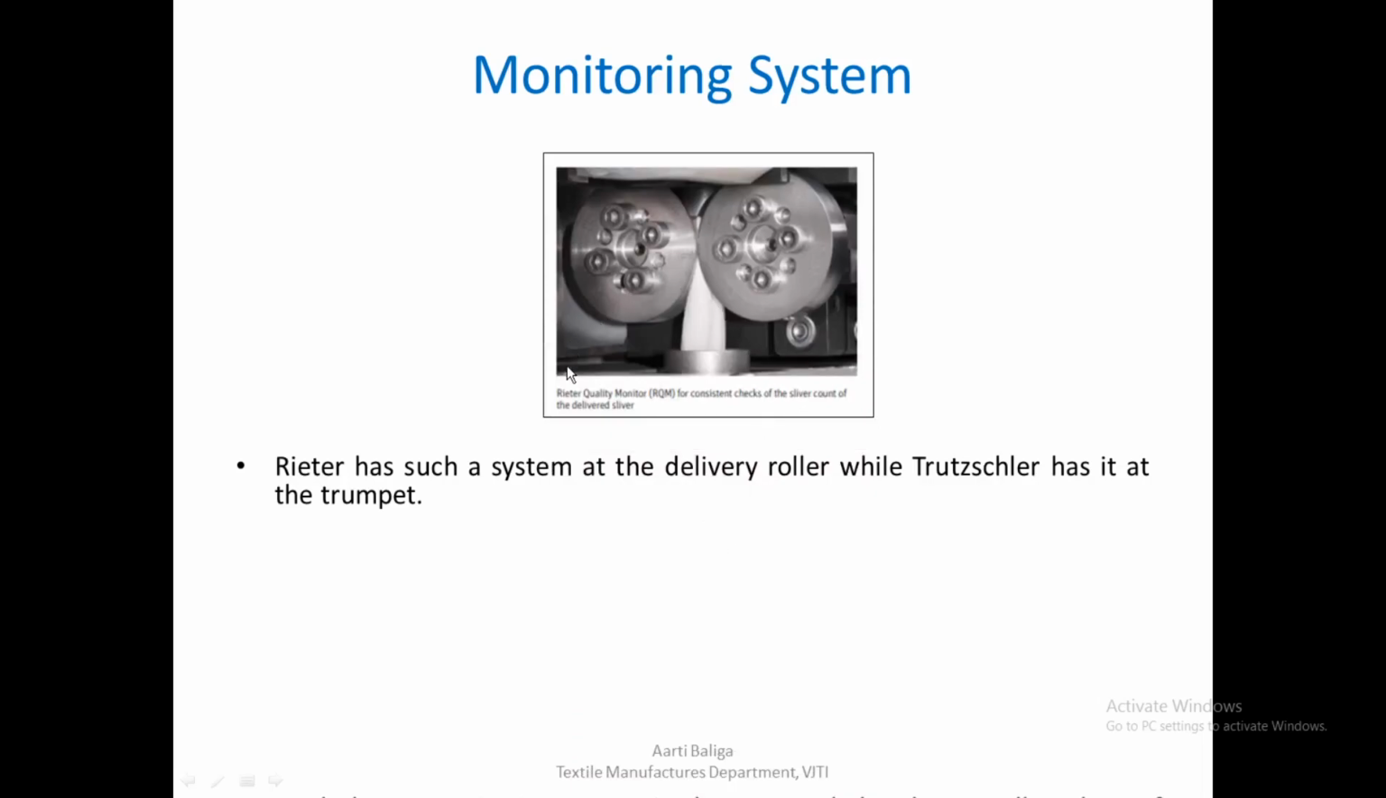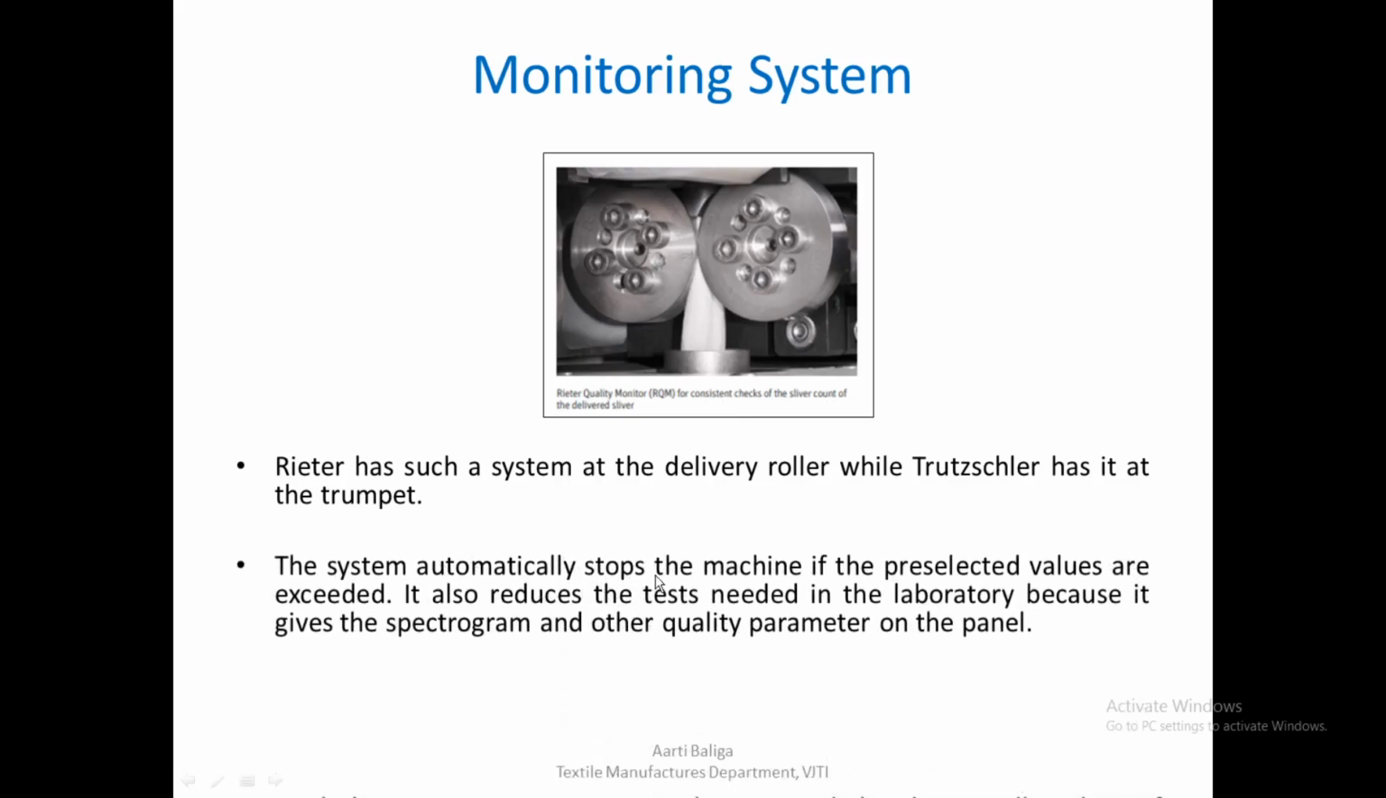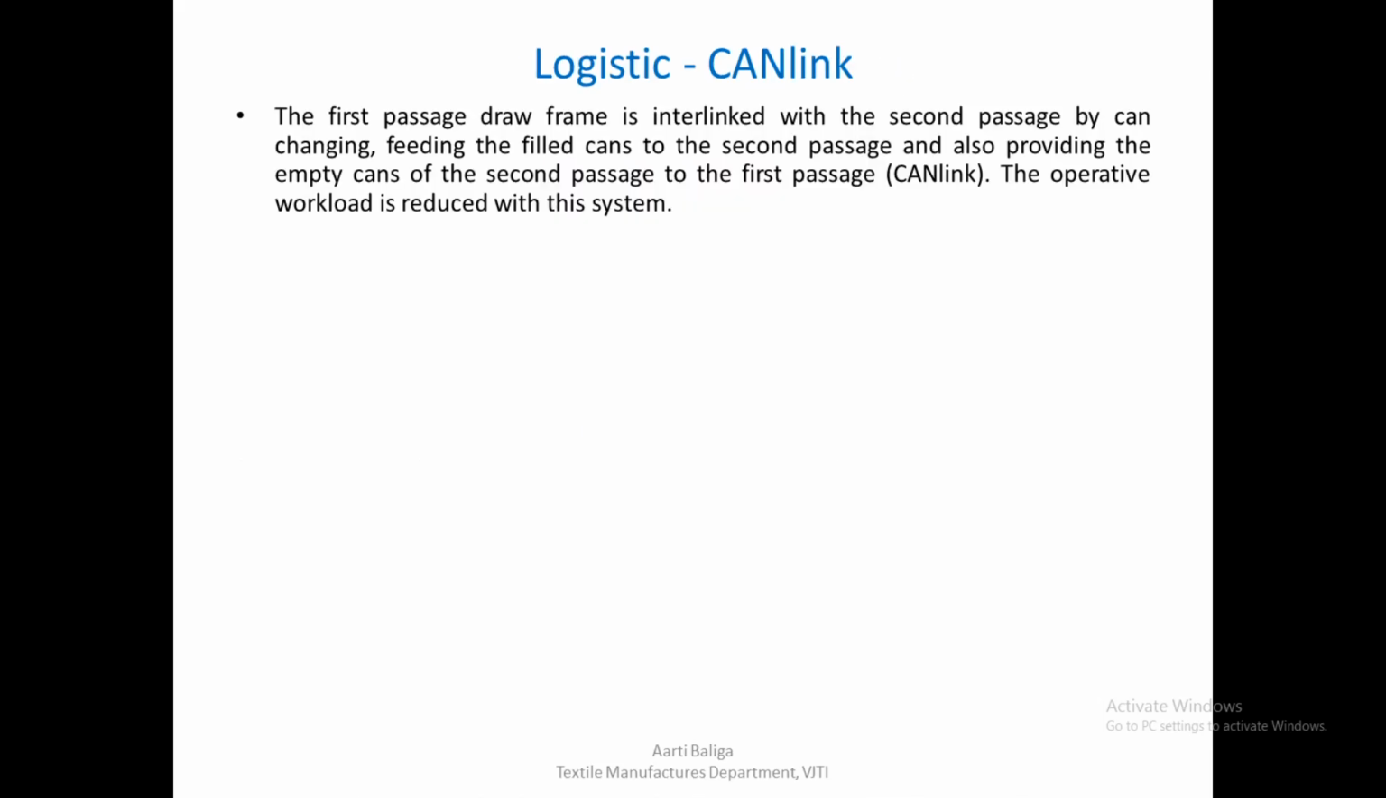So this is the image of the RQM that is installed by Rieter. The consistent check of sliver count of the delivered sliver is being done here. The system automatically stops the machine if the pre-selected values are exceeded. It also reduces the tests needed in the laboratory, because it gives a spectrogram and other quality parameters on the panel itself. So it will save a lot of time of taking the material to the laboratory, checking it, and then coming back and correcting it on the machine. All the data that you need is provided on the panel itself.